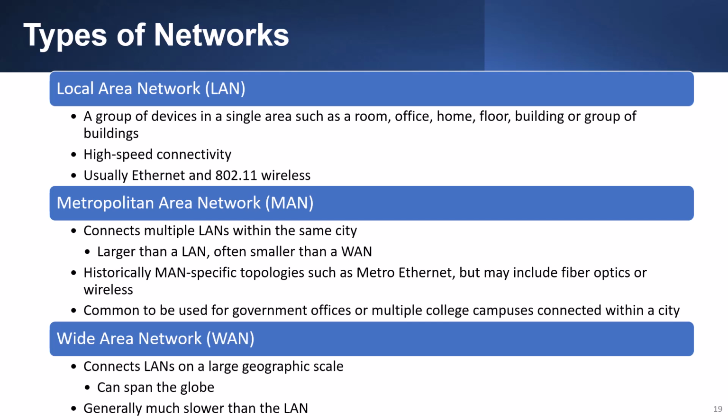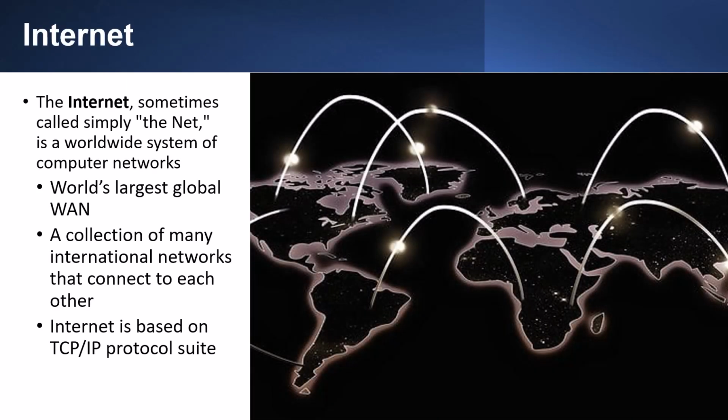A wide area network, or WAN, connects local area networks on a large geographic scale. It can span the globe and is generally much slower than the LAN. The Internet, sometimes simply called the Net, is a worldwide system of computer networks. It is the world's largest global WAN. It is a collection of many international networks that connect to each other. The Internet is based on the TCP/IP protocol suite.